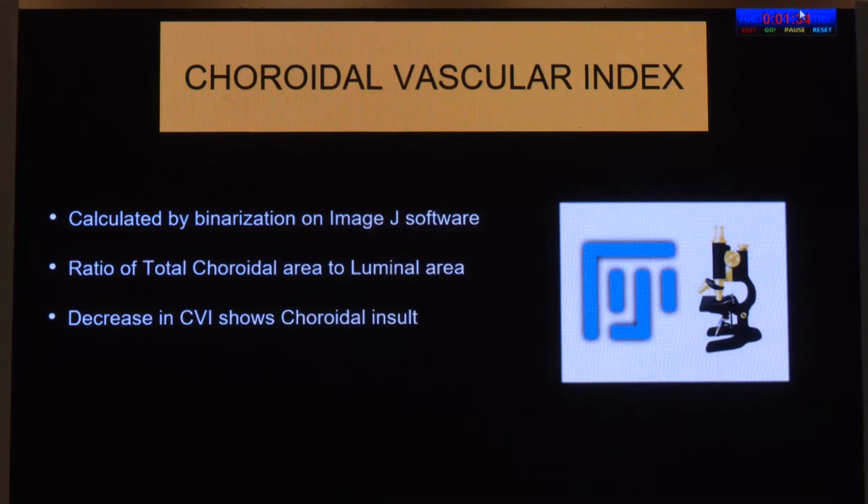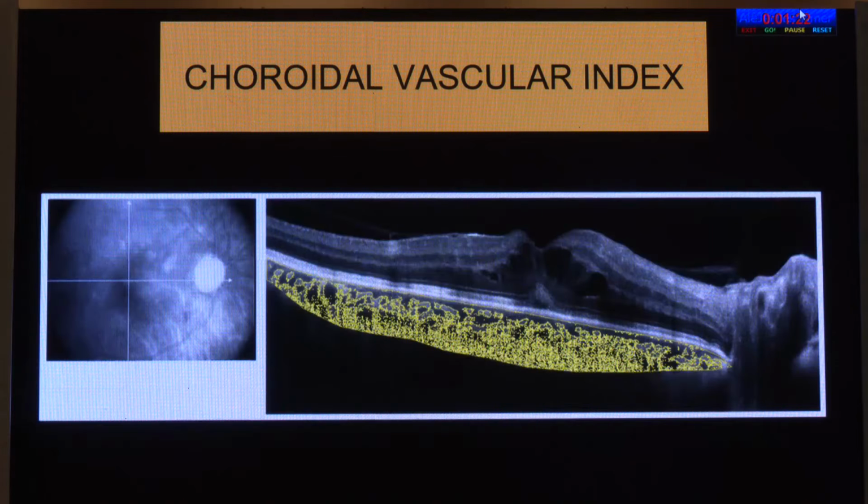One of the most important parameters that we saw was the choroidal vascular index, and this was done by binarization on ImageJ software. The ratio of the total choroidal area to the luminal area was calculated. So this yellow marked area that you can see was the choroidal vascular index that we calculated.